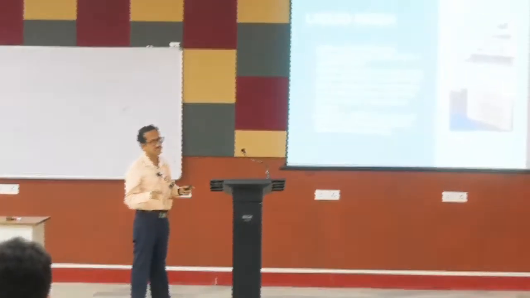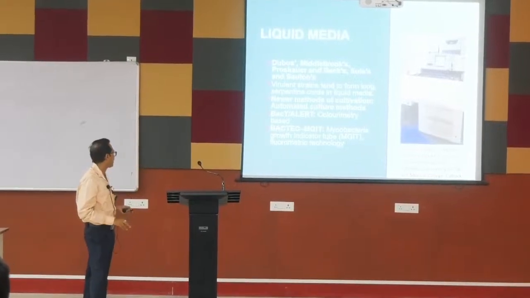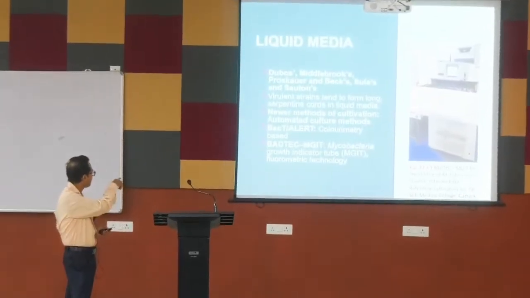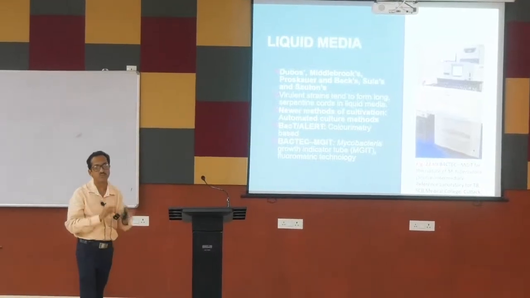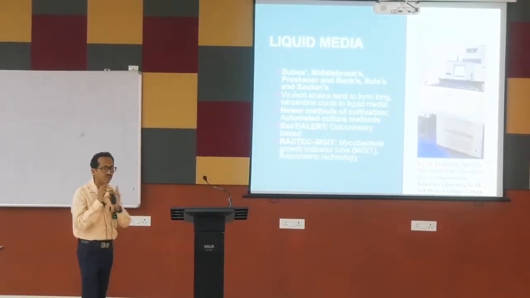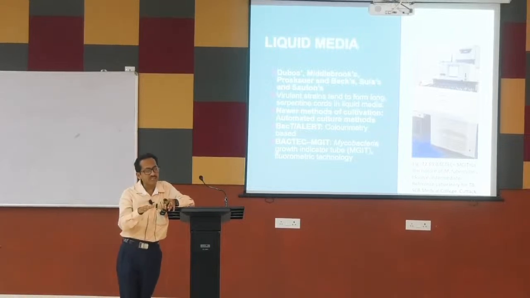Next is MGIT. These are BACT/ALERT and BACTEC MGIT. These are the two automated liquid culture media. BACT/ALERT is colorimetry based, and BACTEC MGIT is the one commonly used. How does it give fluorescence? Usually oxygen quenches the fluorescence activity. When oxygen is there in the media, it will not fluoresce.